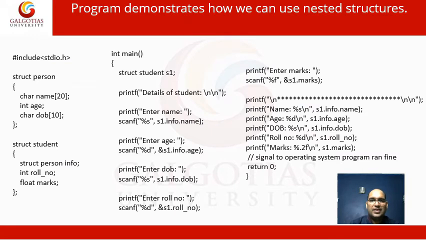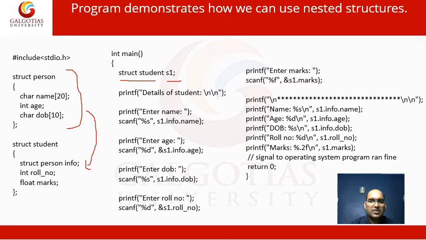Now let's try to understand the nesting of structures using a program, right? So #include stdio.h, struct person, and the person will have three fields: name, age, and date of birth. Then struct student. In struct student, the first thing that we have is the struct person info, right? And then the student roll number, and the student marks. So coming to the main program, int main, struct student s1. So s1 is declared as a variable of type struct student, right?